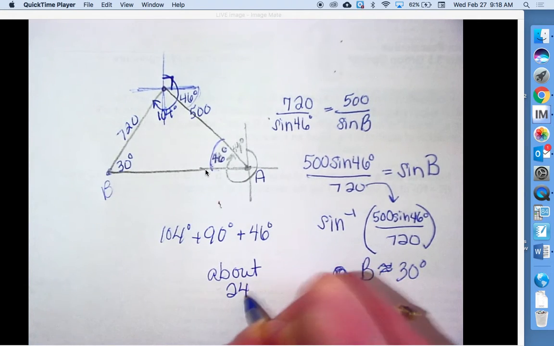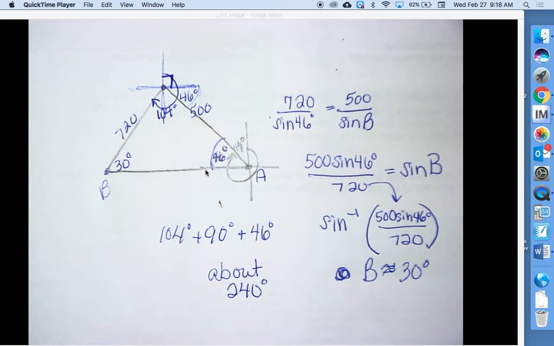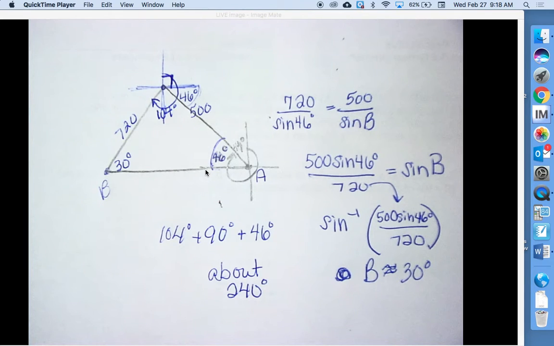So about 240 degrees. And that would be the bearing from the north. Questions on that? So using alternate interior angles, using the law of sine to find the other bottom angle, the other base angle there. And then trying to interpret what their bearing is representing in this problem. Questions?